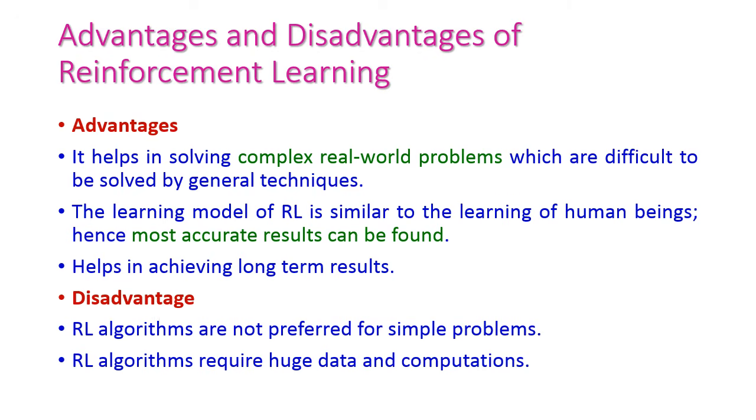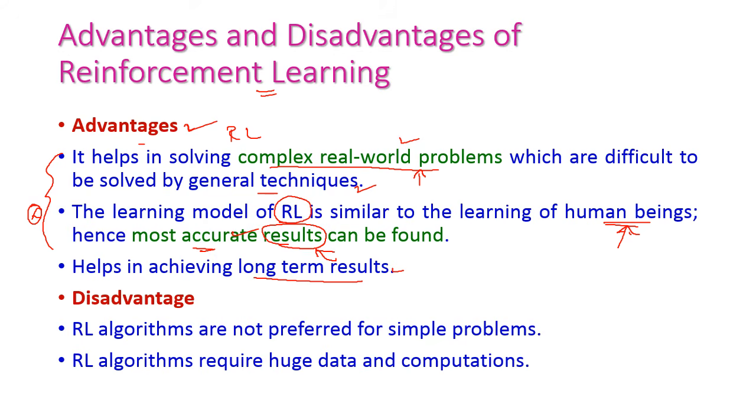Next, let us see the advantages and drawbacks of reinforcement learning. First, let us see the advantages. The RL learning system is very helpful to solve very complicated real world problems, and those problems would be very difficult if we applied other learning methodologies. And the learning model of reinforcement learning is similar to the human learning mechanism, hence the result will be very accurate, and it helps to achieve long term results. So, these are very important advantages of reinforcement learning.